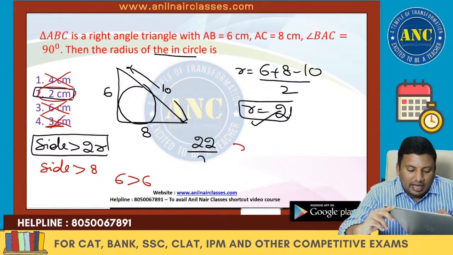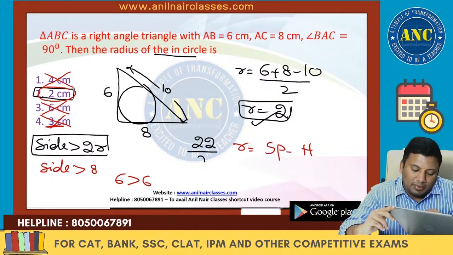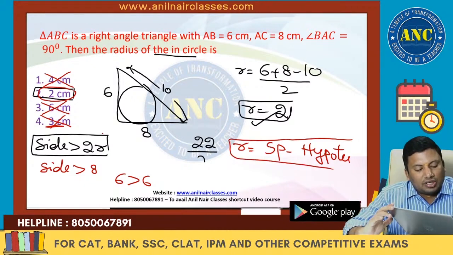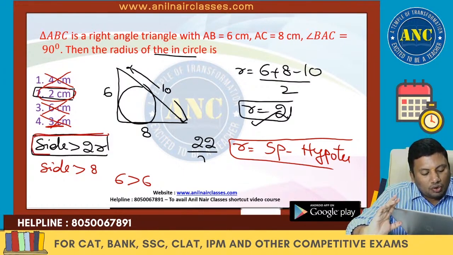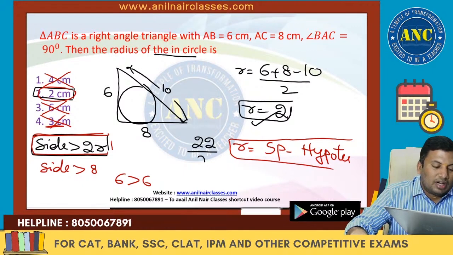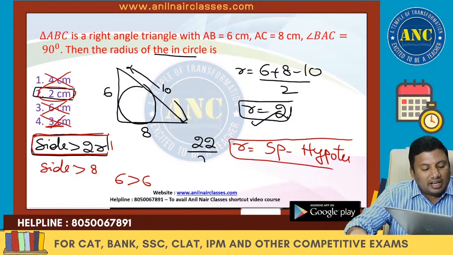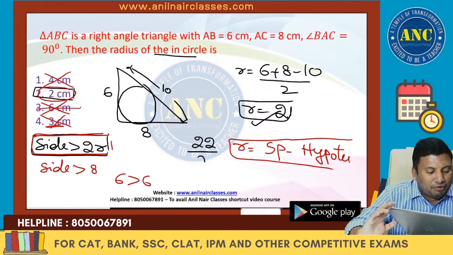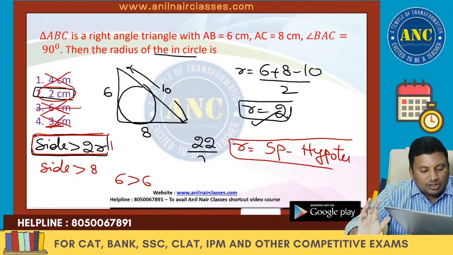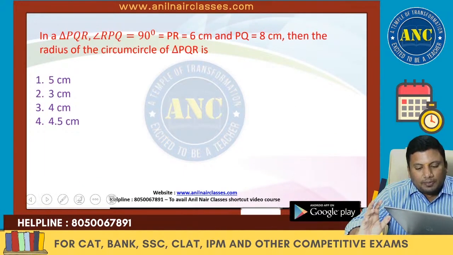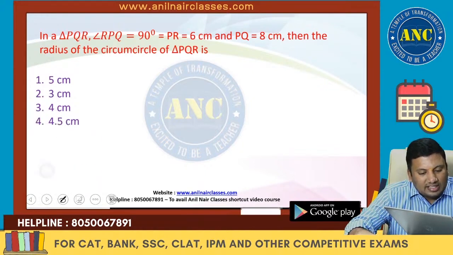Answer is 2. Even if you forget the formula for R, semi-perimeter minus hypotenuse, you can still eliminate answer options based upon this concept. All the sides of a right angled triangle should be greater than 2 into inradius. First one 4, side is greater than 8, 6 is not greater than 8. Third one 6, if 4 is not possible, any value greater than 4 is not possible. 3, side is greater than 6, 6 is not greater than 6. So the option is 2. You can also use that concept. That's exactly the reason why I discussed this concept.